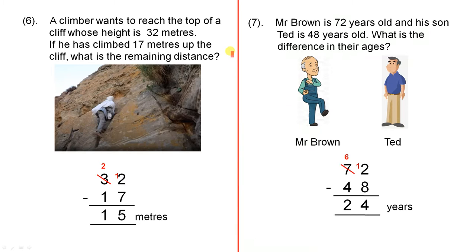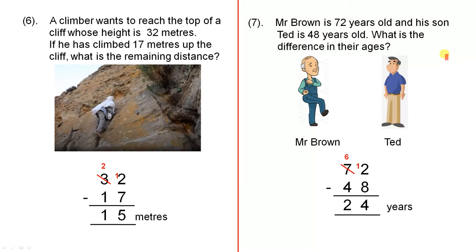A climber wants to reach the top of a cliff whose height is 32 metres. If he has climbed 17 metres up the cliff, what is the remaining distance? So he has to climb 32, but he's already done 17, so 32 take away 17. 2 take away 7 we can't do, so we trade. This 10 here comes from the tens column, so we have 2 tens left. 12 take away 7 gives us 5, and 2 take away 1 gives us 1. So the remaining distance is 15 metres.